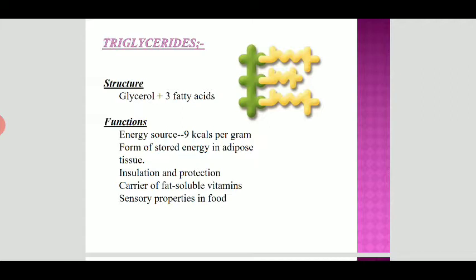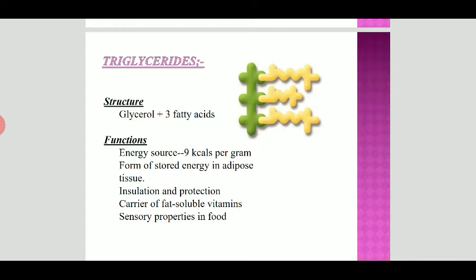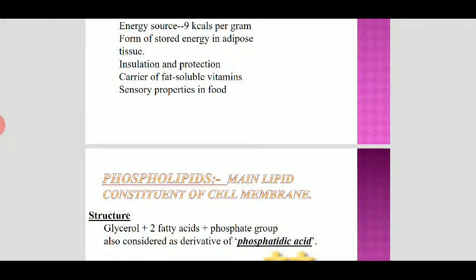Now, triglyceride. The structure includes glycerol plus 3 fatty acids. That means there is one glycerol structure attached with 3 fatty acids, which can be similar or different in nature. What are the functions of triglyceride? Firstly, it plays an important role in giving energy, and the energy coming from fat is around 9 kilocalories per gram. It forms stored energy in adipose tissue. It works as an insulator and protector. It is a carrier of fat soluble vitamins, and the sensory properties of food are increased due to triglycerides.